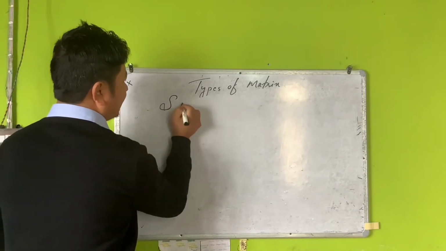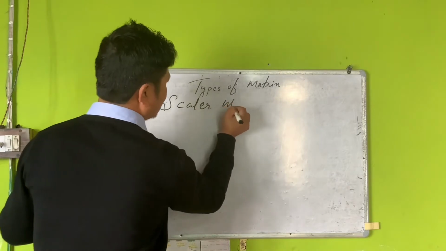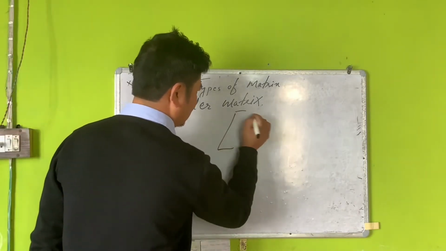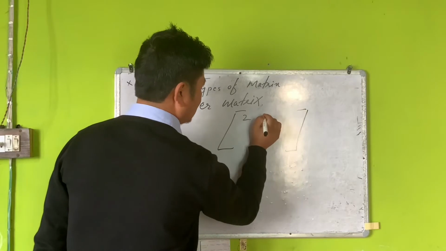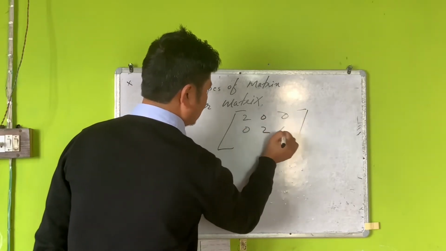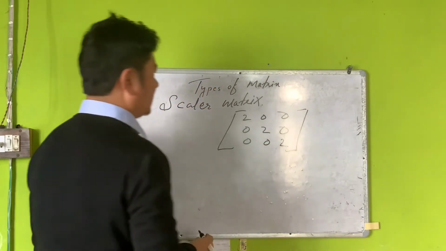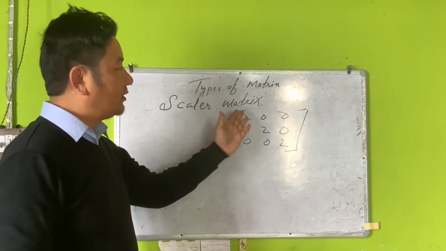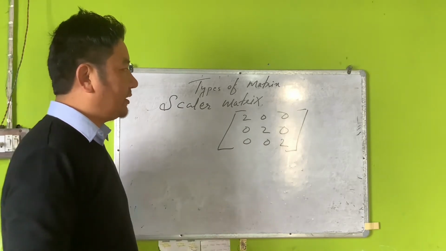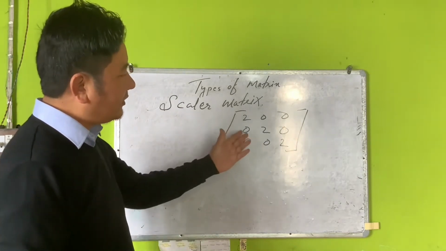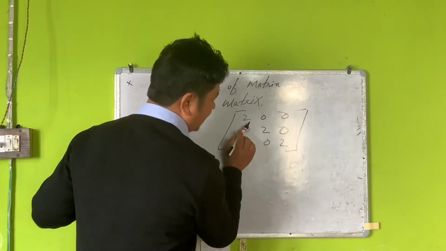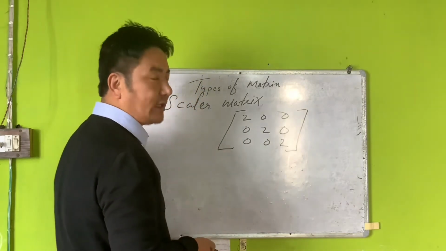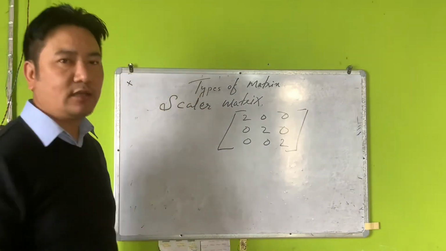Now the next one is scalar matrix. Scalar matrix means, in a diagonal matrix, only diagonal elements are present and the rest of the elements are 0. That is a diagonal matrix. But if all the diagonal elements are similar, then that is called a scalar matrix.